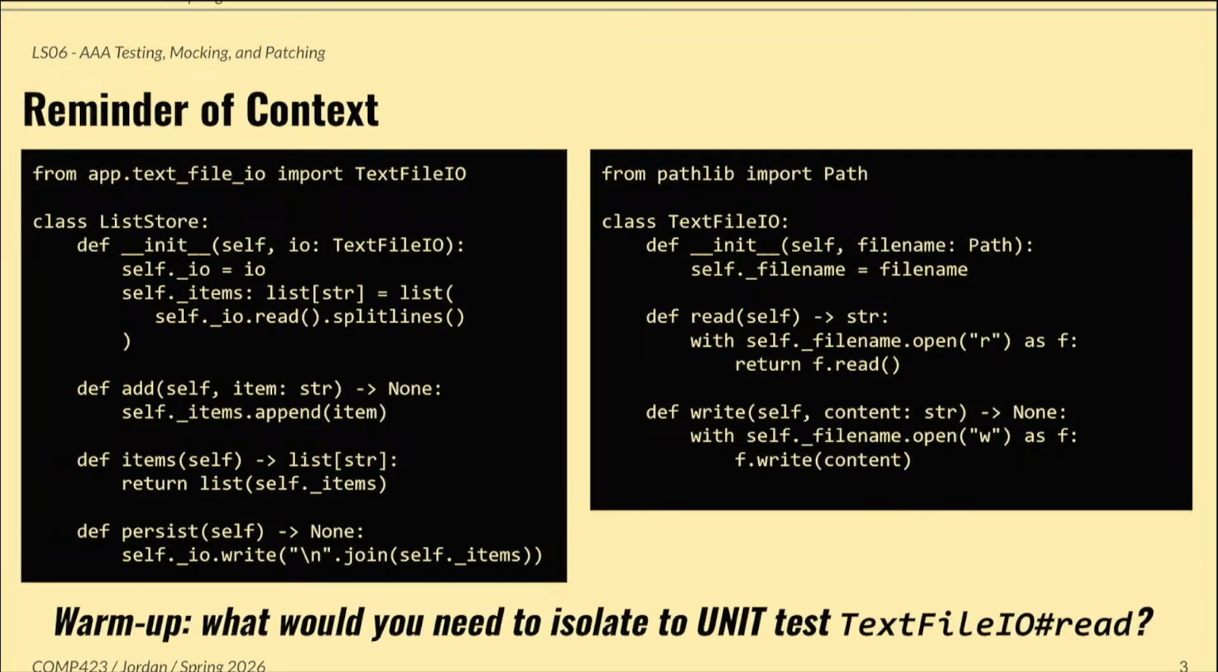Because what we've seen so far with mocking is that, sure, we could mock text file IO and we can construct a new list store in that way. But this dependency is an underlying package that we've imported. We're depending on it directly. We're not composing anything here.